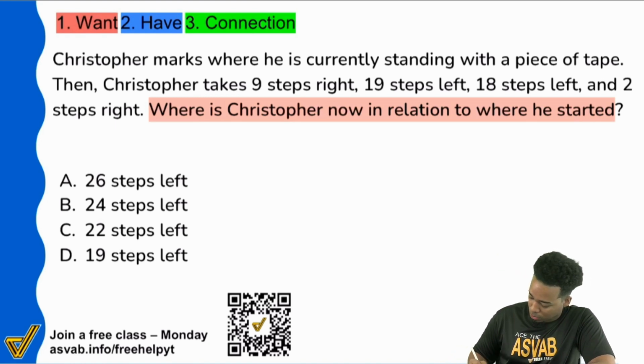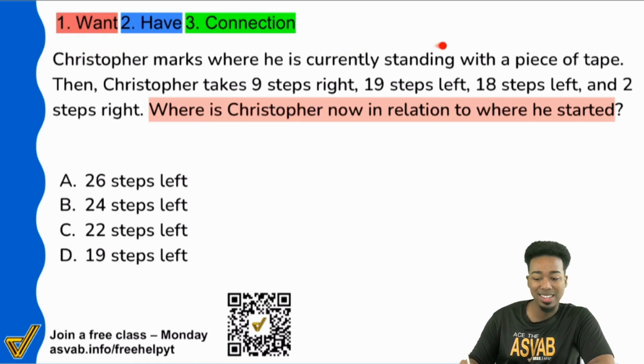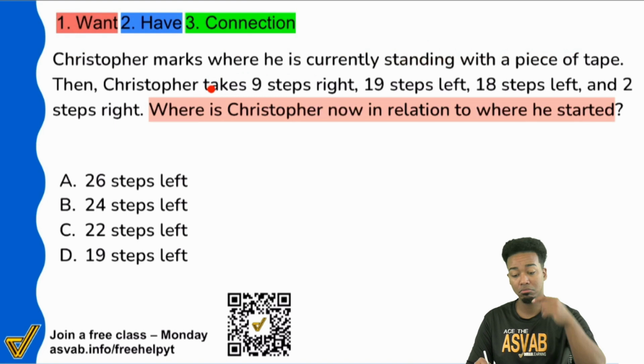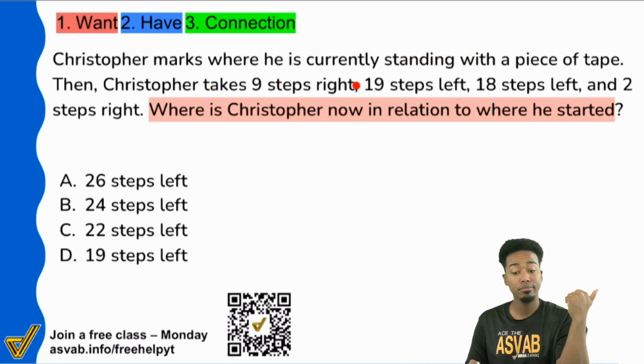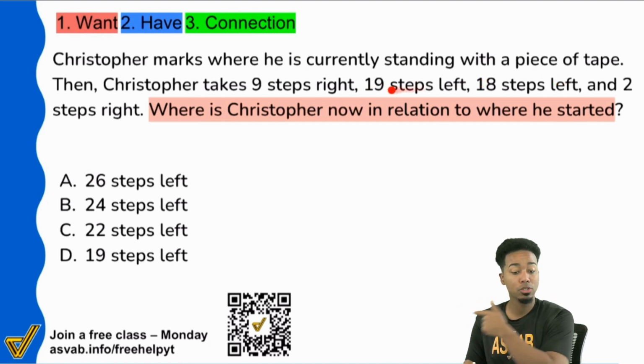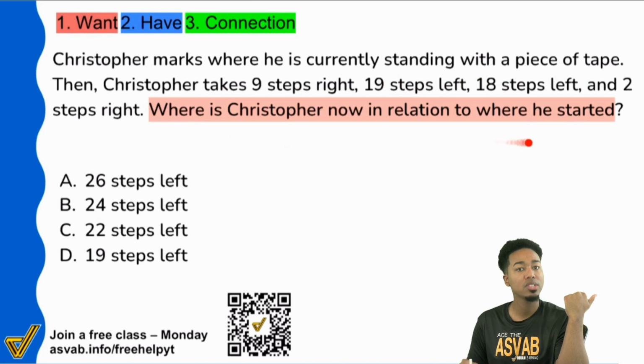Let's take down the information. We see that it says Christopher marks where he is currently standing with a piece of tape. Then he takes 9 steps to the right, 19 steps to the left, 18 steps to the left, and 2 steps to the right. Where is he now?